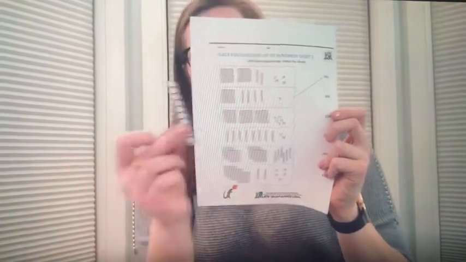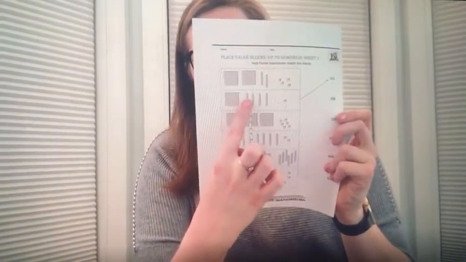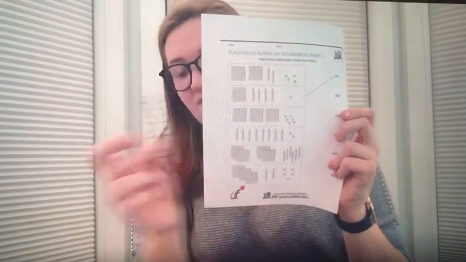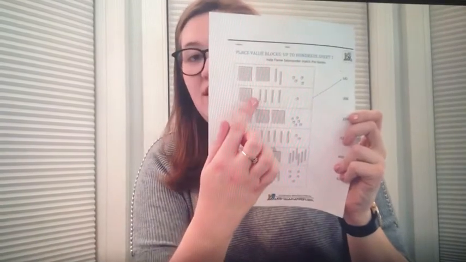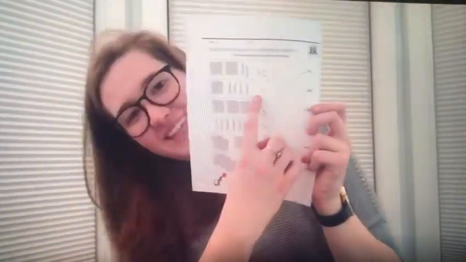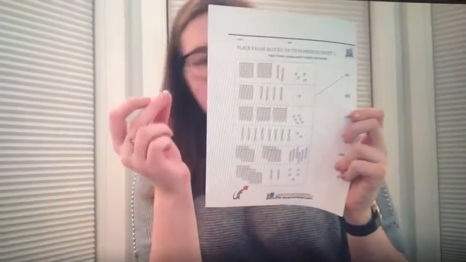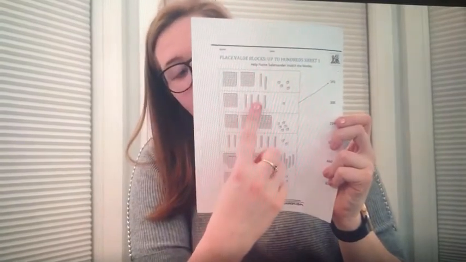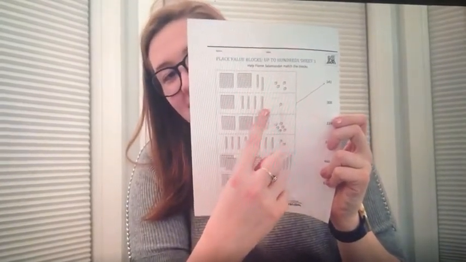Then they move on to the tens blocks. So they have 1, 2, 3, 4 of those tens. So that must mean that they have 140. Cool. How cool is that? Well, then they have one little baby unit at the very end, just one. And so they can say 141.